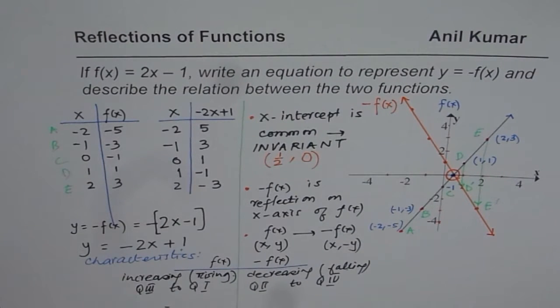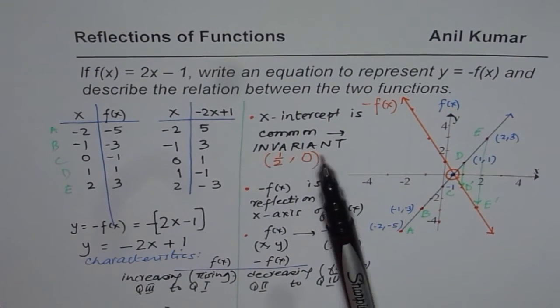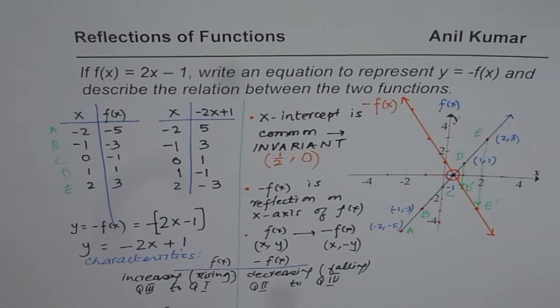Anyway, I'd like you to go through this video and understand what kind of changes will be there in a function when we are considering the negative of that function. Okay, this is basically resulting in a reflection on the x-axis, and that causes all these things which we have mentioned.